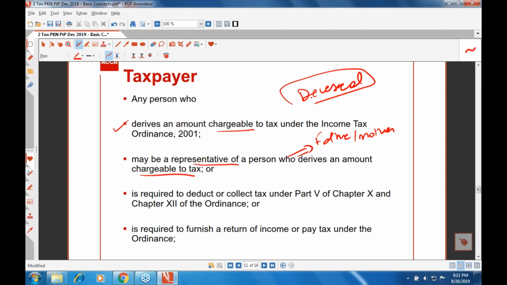So for example, if any of your close relatives dies, and you are one of the beneficiaries of their inherited wealth, then you could be one of their representatives. And even if you're not earning any taxable income, since you become a representative of that person, you will also be considered a taxpayer as per the law.